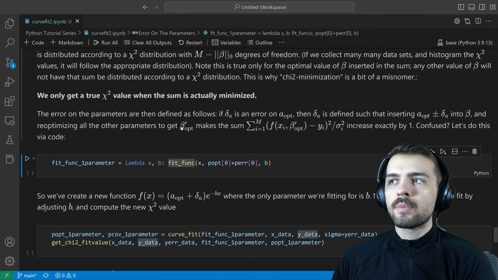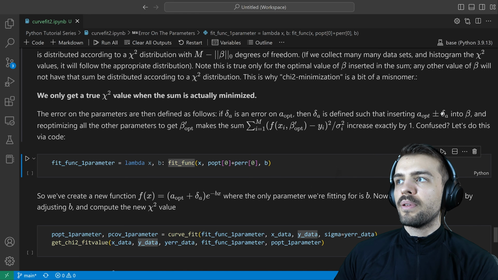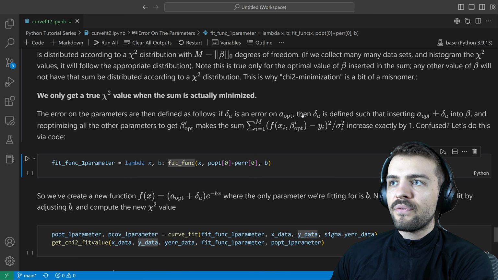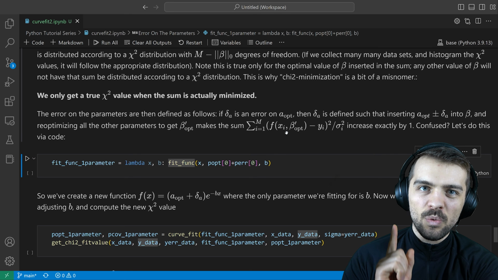So I get a new set of optimal parameters such that I fix the value of A to be the optimal value plus delta A. I re-optimize to get beta optimal, and I re-evaluate the sum. And it turns out that this sum will increase by exactly 1.